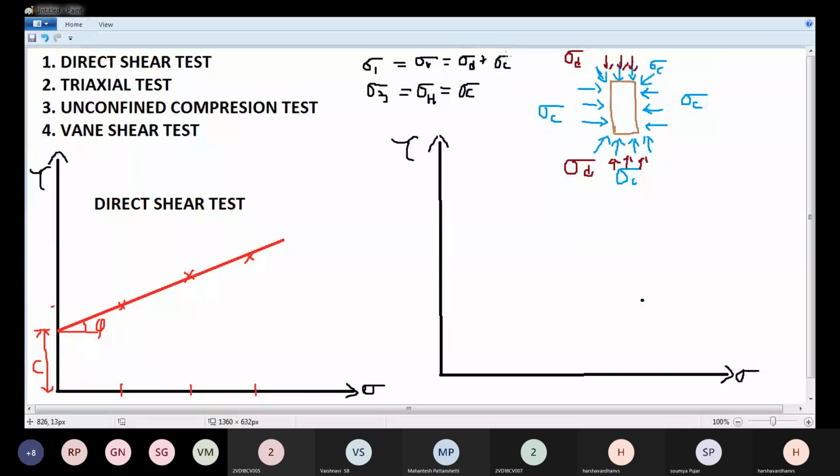And that's why we know that, this is for the first case, sigma 3, let's say sigma 3, first case, and let's say this is sigma 3 for the second case, and this is sigma 1 for the second case.